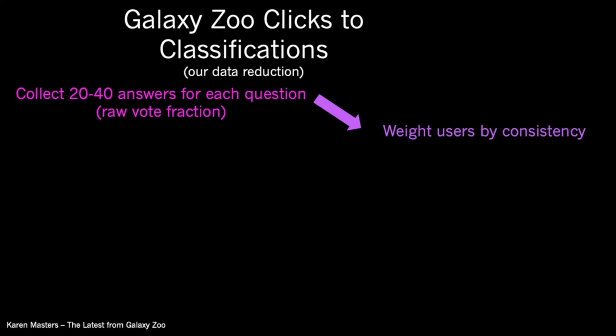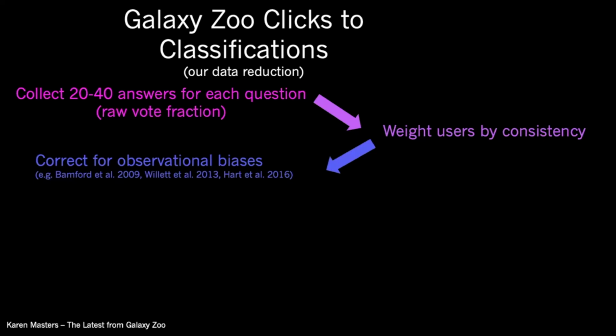We then do some algorithms which will weight users by consistency. We don't have huge problems with this, but if there's anyone going through classifying randomly, we want to kind of clean that out. So we do have some quick checks for consistency, and we'll clean out any answers from anyone who consistently disagrees.